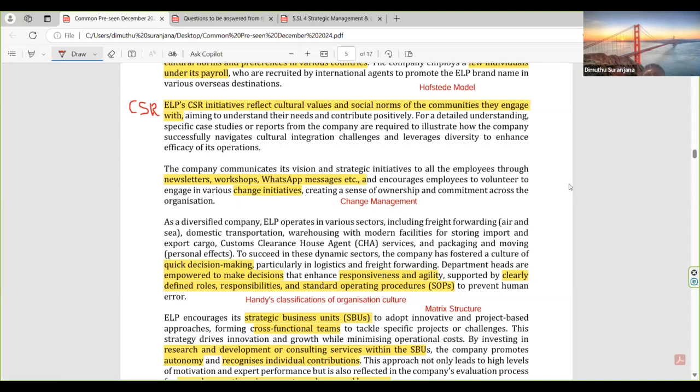As a diversified company, ELP operates in various sectors, including freight forwarding, AMC, domestic transportation, and warehousing. Now, see this one, they talk about the sectors they operate. These are some information about SBUs, right? Freight forwarding number 1, AMC number 2, then domestic transportation number 3, warehousing number 4. Now, when it comes to sectors, they are operating in 4 sectors. That means they may probably have 4 SBUs.